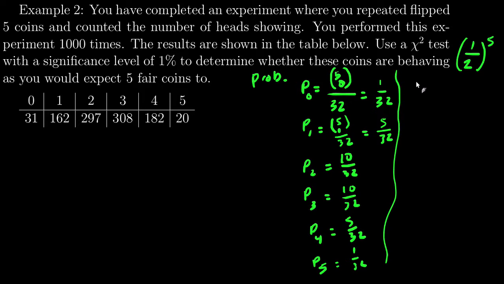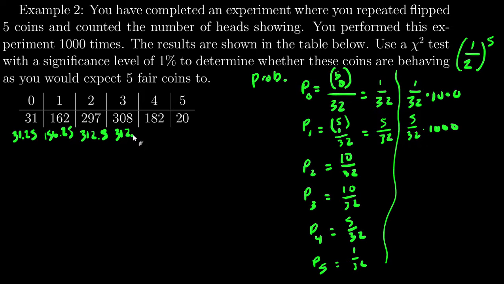So 1 out of 32 times 1,000 gives me 31.25. I'll put that right here. If I do 5 out of 32 times 1,000, that will give me 156.25. And I continue this. So I do 10 over 32 times 1,000 and get 312.5. Same for this, 312.5. 5 over 32 times 1,000 is 156.25. And finally, 1 over 32 times 1,000 is 31.25.